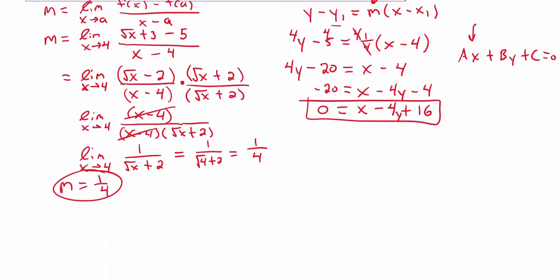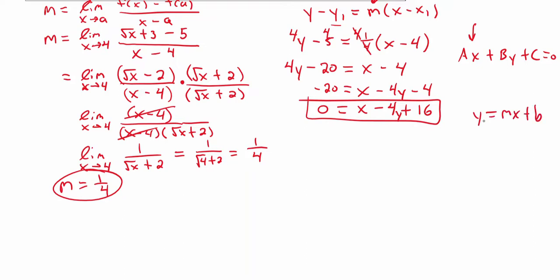And now if we want to write this in slope-intercept form, then that's just y is equal to mx plus b. So in this version, we just have y on its own. So why don't we bring this 4y back over? So now we've got 4y is equal to x plus 16. And then I'm just going to divide everything by 4. So divide by 4, divide by 4, divide by 4. So we get y is equal to, and I'm going to change this to 1 over 4 x plus 4.